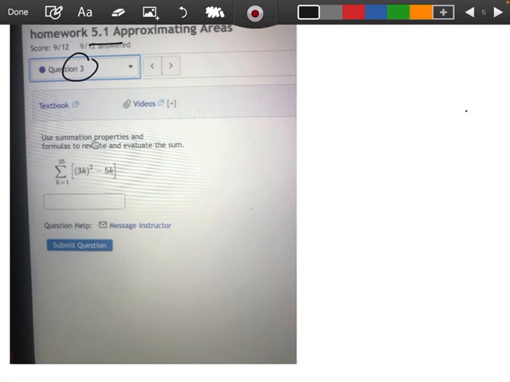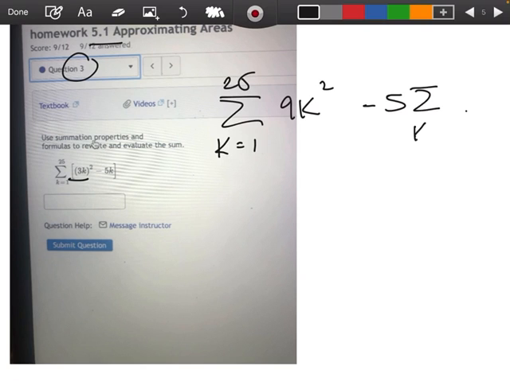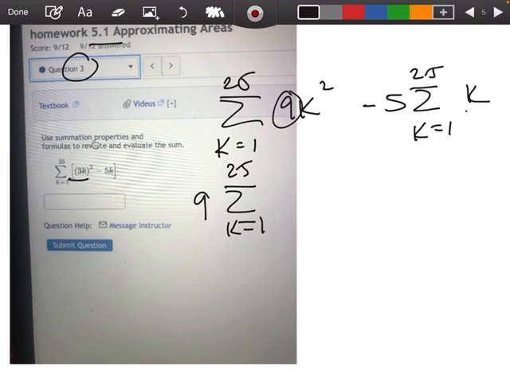So the first thing I'm going to do here, I'm looking at the sum starting from k equals 1 to 25. If it's 3k squared, that's really the same thing as 9 times the sum of k squared minus 5 times the sum of k going from 1 to 25 of k. Okay. I'm going to go ahead and bring out that 9 in front. So I'm looking at the sum of k equals 1 to 25 of k squared minus 5 times the sum of k going from 1 to 25 of k.